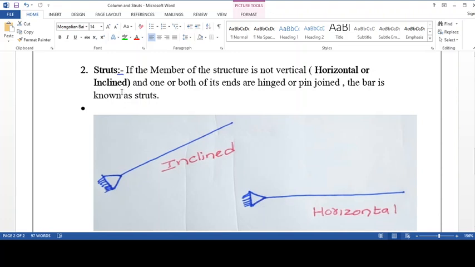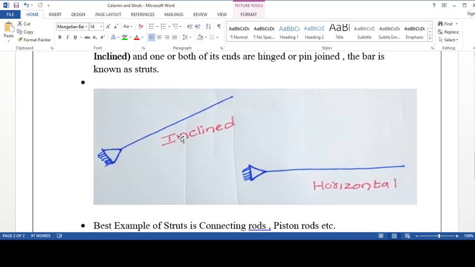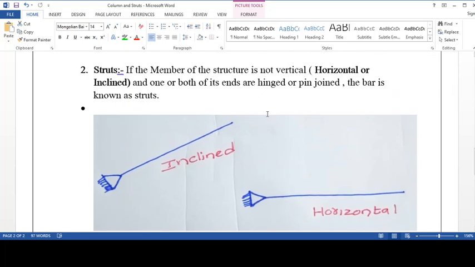Number 2, strut. If the member of the structure is not vertical, meaning horizontal or inclined, and one or both of its ends are hinged or pin jointed, the bar is known as strut. You see here, this is an inclined member, this is a horizontal member. In case a vertical member is there, that is called a column. Inclined and horizontal members are called struts.